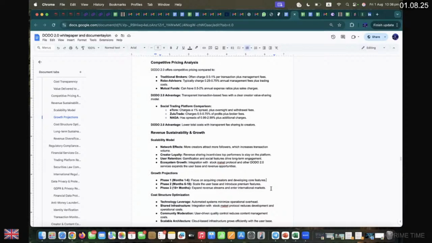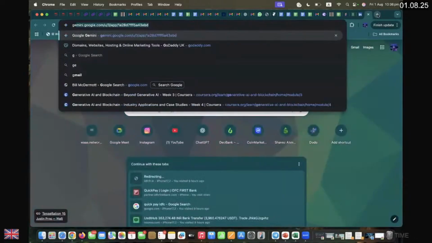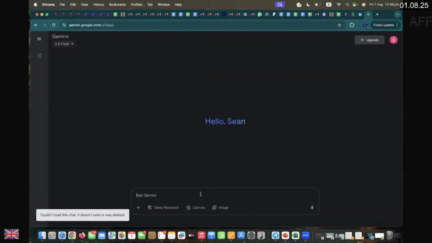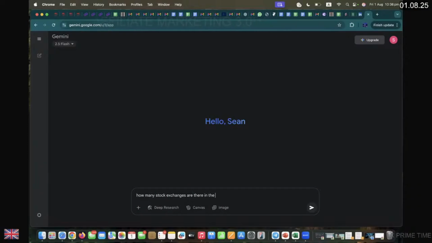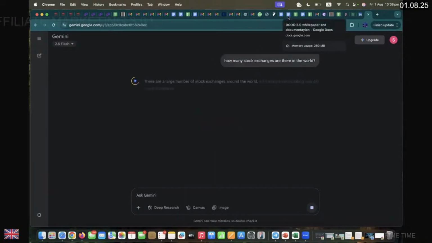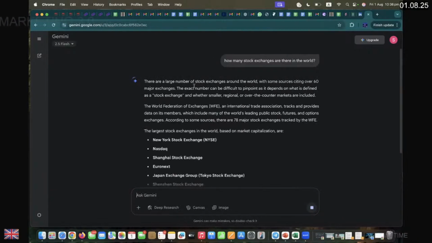There are many stock markets. How many stock exchanges are there in the world? If we go on Gemini and check how many stock exchanges are there in the world. So you can see there are more than 60 major stock exchanges.